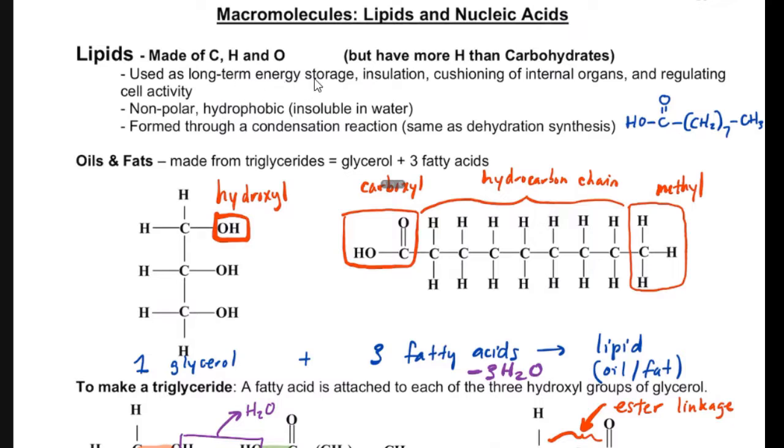It's also very valuable in other ways as well. It's not just about energy. It's also about insulating your body. It's about cushioning your internal organs. You need to have fat in there. And it's about regulating cell activity. A lot of your hormones are based on fats. So they're fat-based, kind of like a steroid hormone that you'll see shortly.